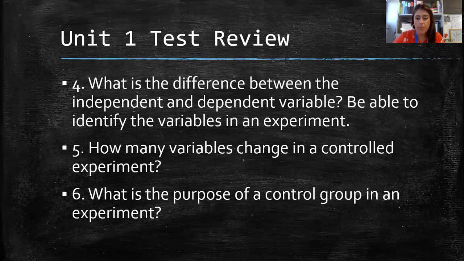So for example, if you were trying to grow plants and see how light is impacting plant growth, your independent variable is the light. So your control group would be a plant growing in the dark. So you want to be able to compare how the light impacts a plant compared to how a plant in the dark that's getting no light is impacted.